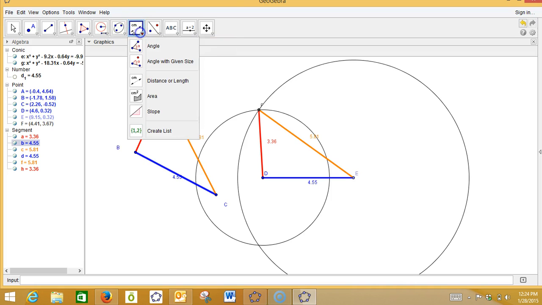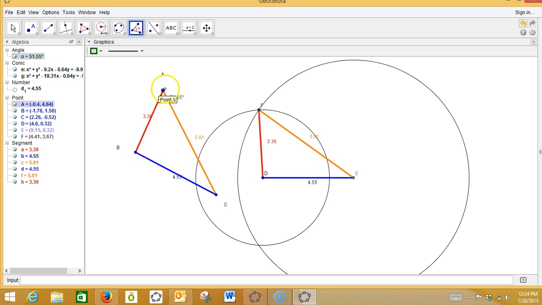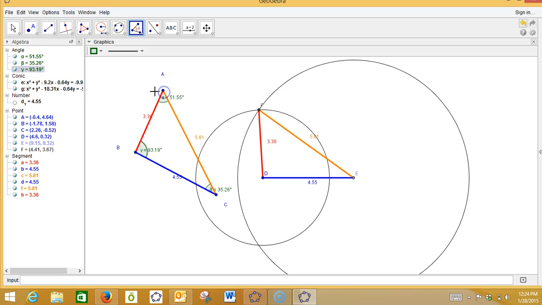Now to check the additional 3 parts, let's measure our angles. So now I'm going to click on maybe check angle BAC, or angle A, angle ACB, and angle CBA. And I just want to check over here if the 3 angles are also congruent. Notice 51.55, 51.55.